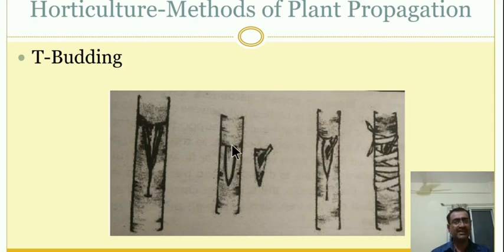Let us see here, this is horizontal, this is vertical, and when we make this cut, these two parts can be separated from each other. When we cut from here, these two parts separate, and due to that separation this open part is seen here. In this way the cut section is made, and it looks like a T shape, so this budding is known as T budding.